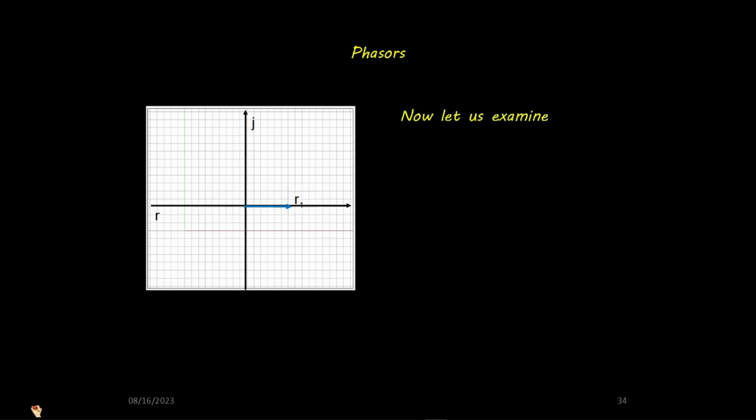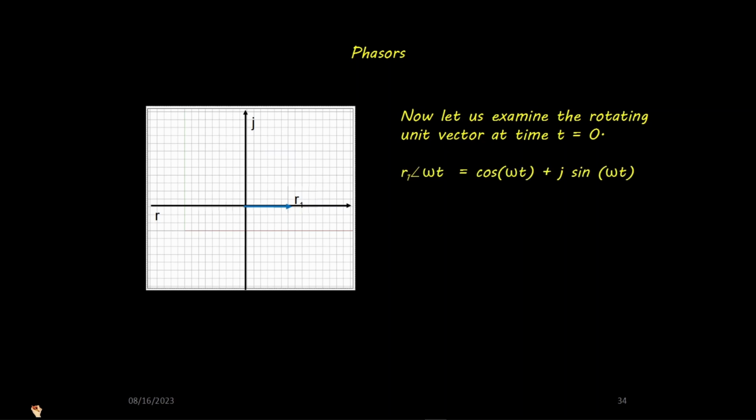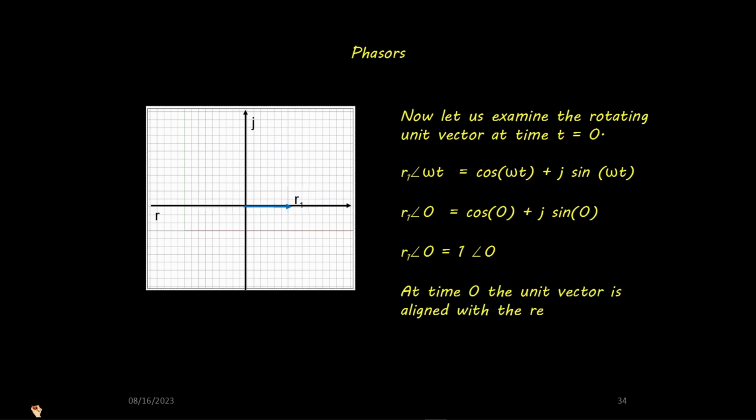Now let us examine the rotating unit vector at time t equals 0. r1 equals cosine omega t plus j sine omega t. Since t equals 0, omega t is also equal to 0. r1 angle 0 equals cosine 0 plus j sine 0. r1 angle 0 equals 1 angle 0. At time 0 the unit vector is aligned with the real axis.